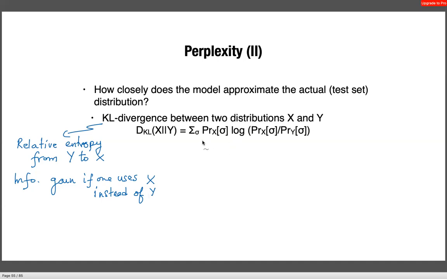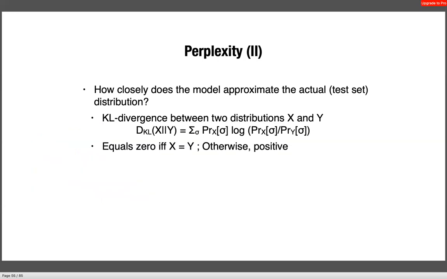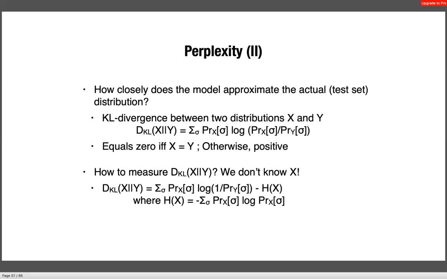And this is how KL divergence is defined. This is the formula for KL divergence. What this means is that the KL divergence between X and Y is zero if and only if these probability distributions are identical. Otherwise, KL divergence is guaranteed to be a non-negative quantity. So it's either zero or a positive value, because of the way it's defined. Now, how do you measure KL divergence, because you don't know the true distribution? In our case, X is the true distribution over your words, and Y is the distribution assigned by your language model to the words. So we don't know X.